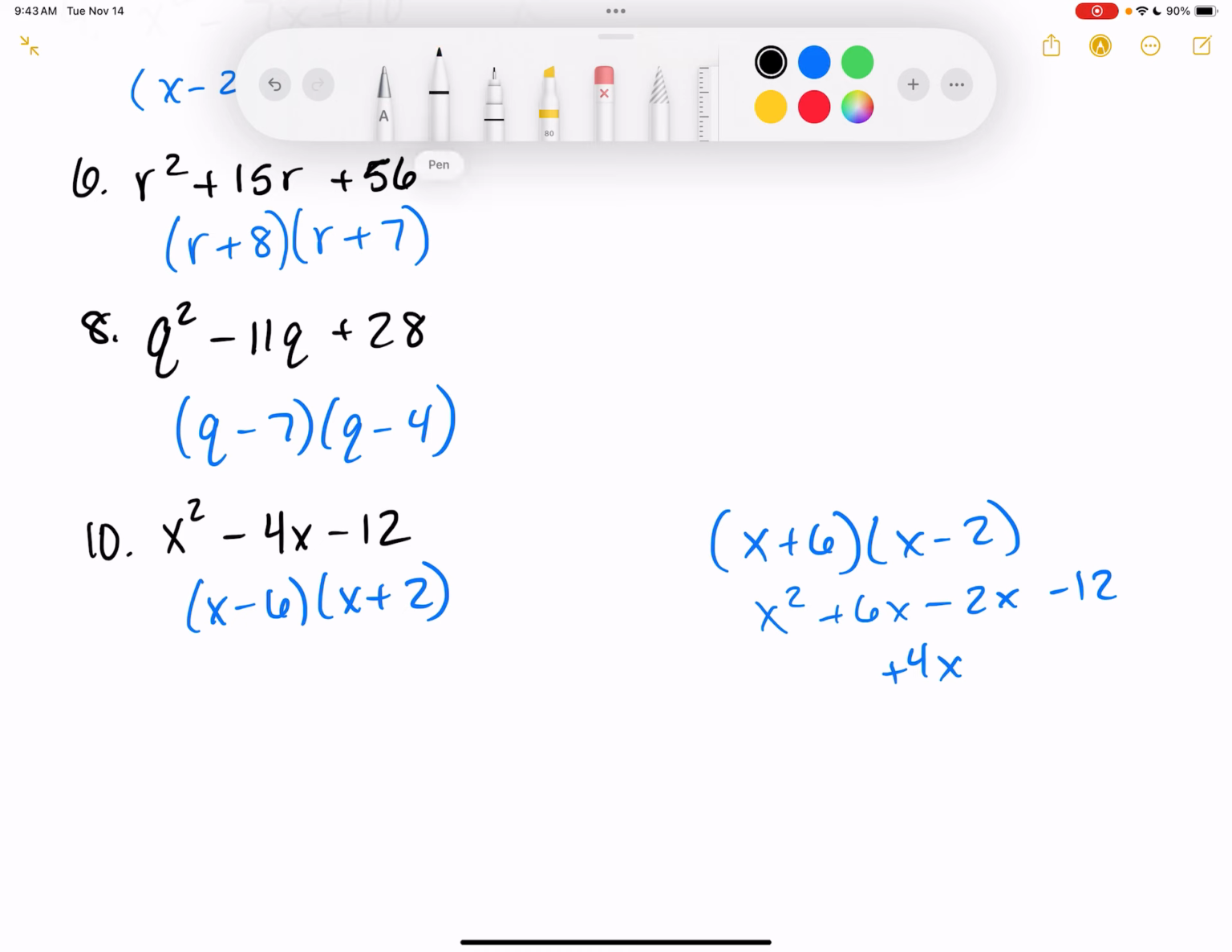All right, number 12. c squared minus 9c minus 18. So I've got a negative again, so I need factors of negative 18. That means I need one positive and one negative that combined give me negative 9. Negative 6 and negative 3 combined give me negative 9, but their product would be positive 18, and it's supposed to be negative, so that's not going to work.